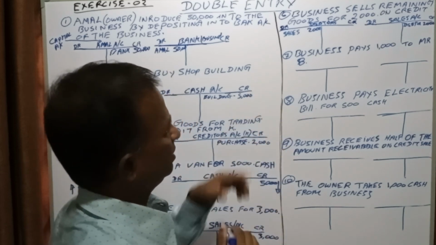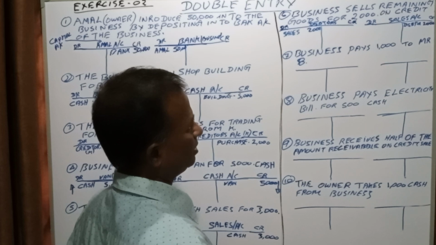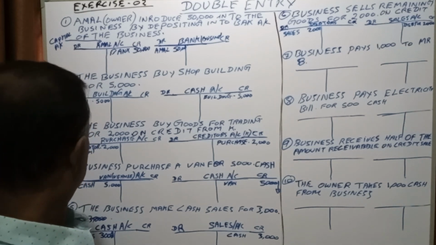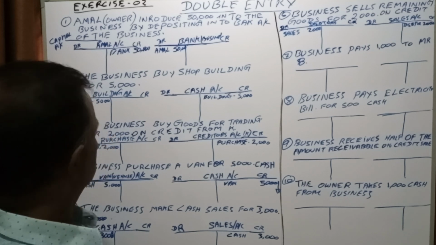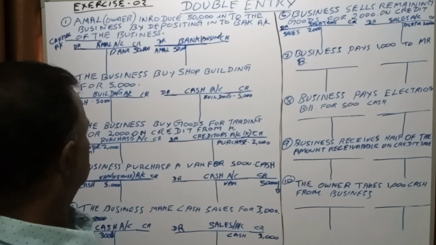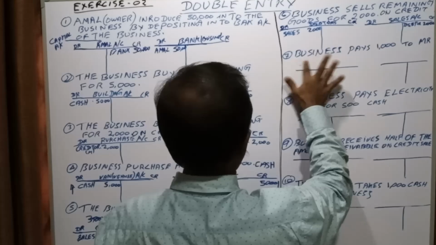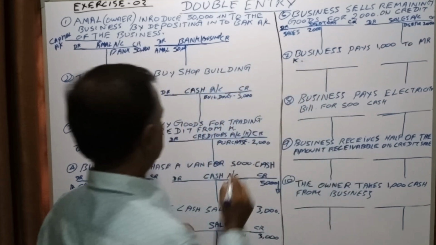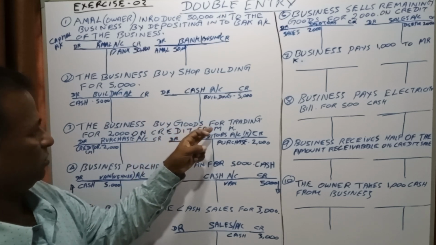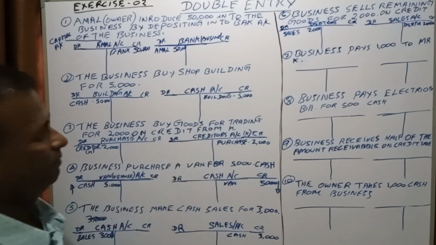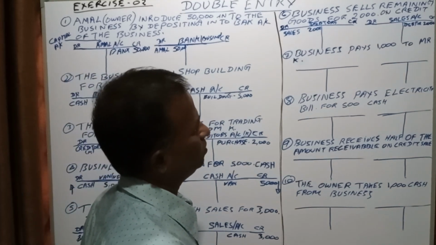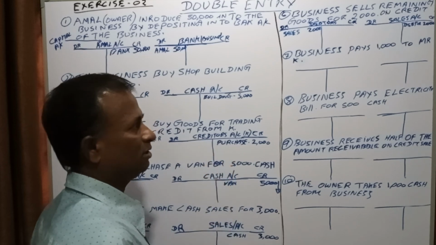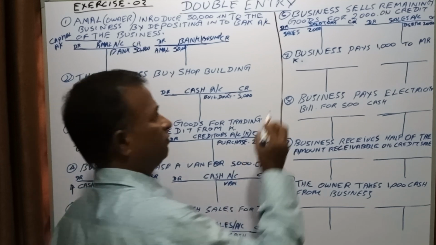Thereafter, the seventh adjustment is business pays 1000 to Mr. K. Because we have purchased goods for trading worth 2000 on credit from K, Mr. K is a creditor. So business pays rupees 1000 to Mr. K. When we are paying, he's a creditor, so we are going to debit the creditors.